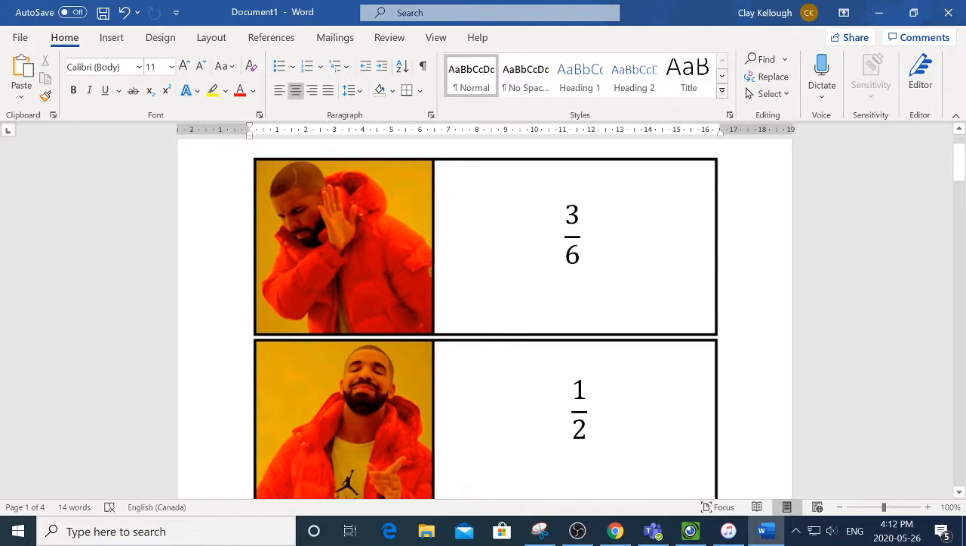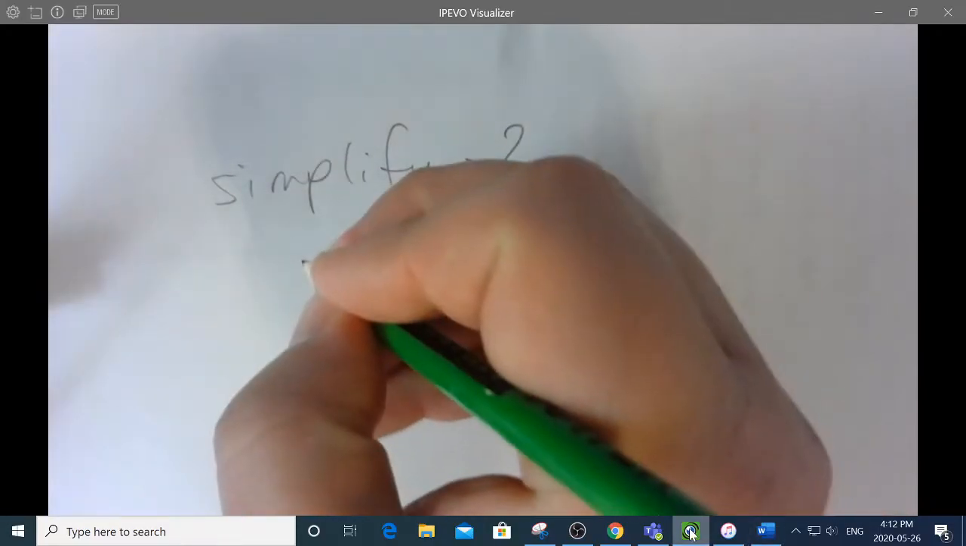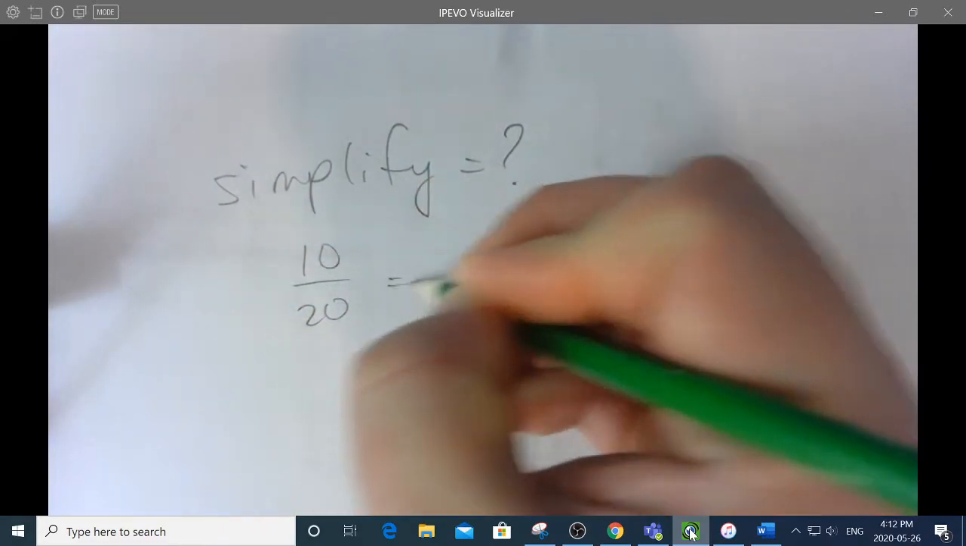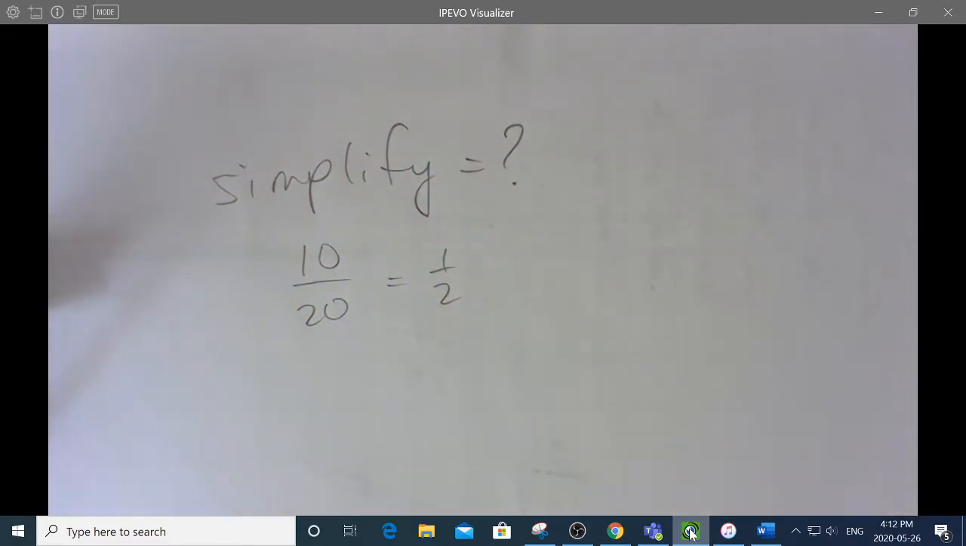But why do we consider this a better answer than that? Well, because we consider it simplified, right? It's simpler to say 1/2 instead of 10 over 20. That's simplified. Now, simplification is an interesting thing. It's not just for fractions.